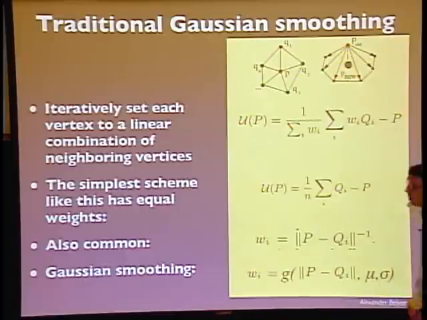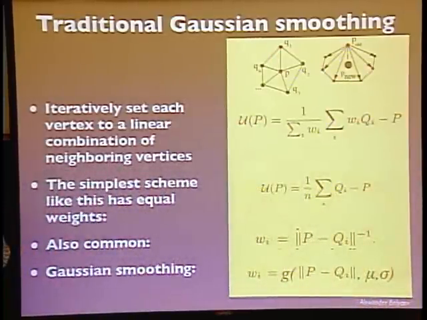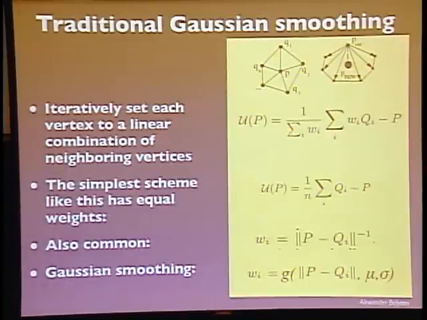But the basic idea, the intuition should be simple, which is that if a point is poking up out of the rest of the surface, you try to push it back down into the rest of the surface by finding a weighted combination of the positions of its neighbors around it. Okay?